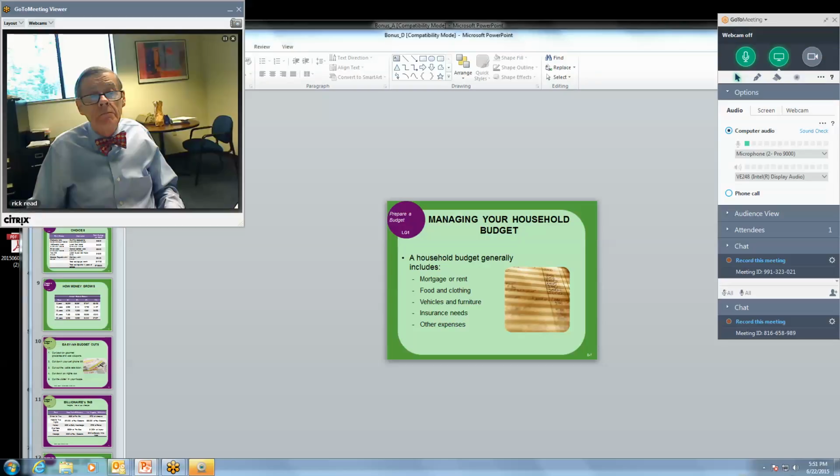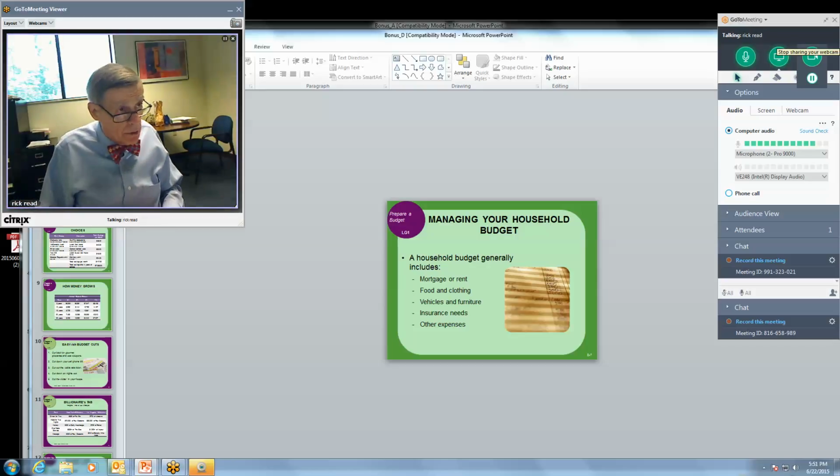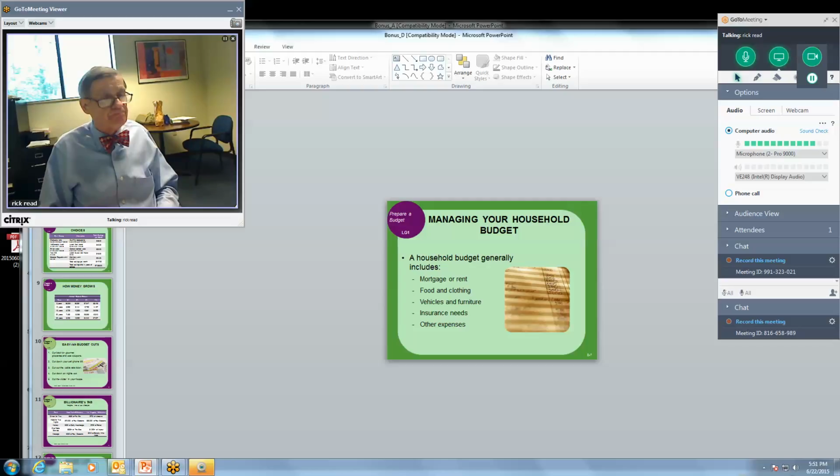This is what your household budget normally includes: either a payment for mortgage or rent, utilities, your food for a week or for a month, insurance, and then any other type of expenses. Those are the normal ones. Obviously, there can be additional ones.